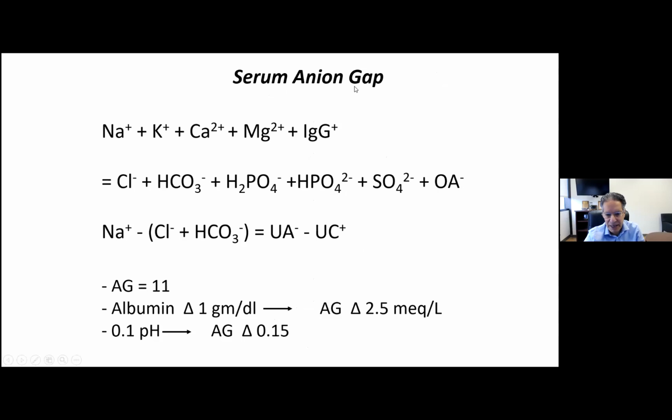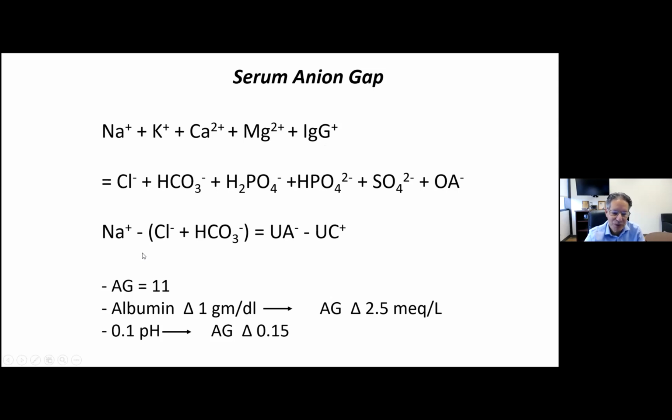Now, what about the anion gap? The anion gap simply implies that if you add up all the known positive charges that we measure in the blood, they will equal all the known negative charges that we measure. Now, there are things that we don't measure, so it's a bit complicated. In reality, I could have put here unmeasured cations, and here plus unmeasured anions. OA is organic anions like lactate, acetoacetate, that kind of thing.